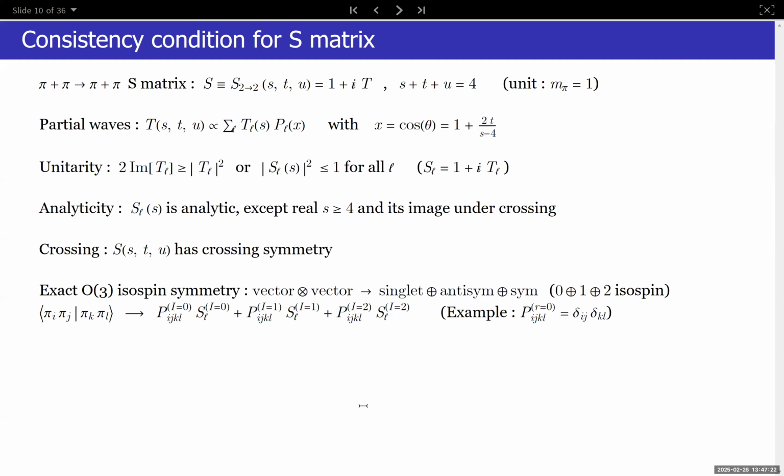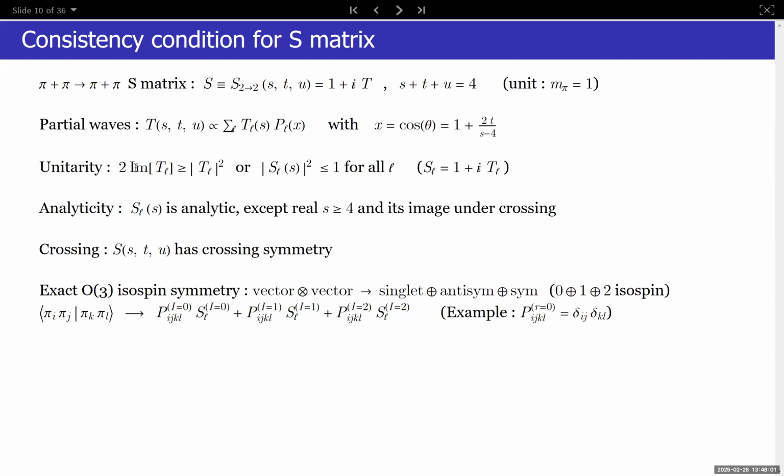Remember the unit is M pi equals 1. We can decompose the amplitude T, which depends on S and T, into Legendre polynomials, and we get spin. Then in terms of T, the unitarity is: 2 times the imaginary part of T should be larger than T direct T for each spin. For all the spin, it should hold. Or in terms of S_L, S_L squared should be smaller than 1 for all the spin.